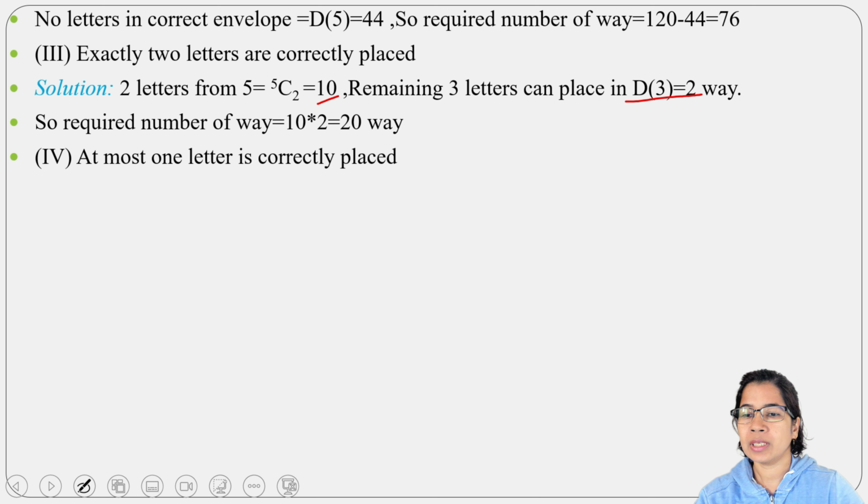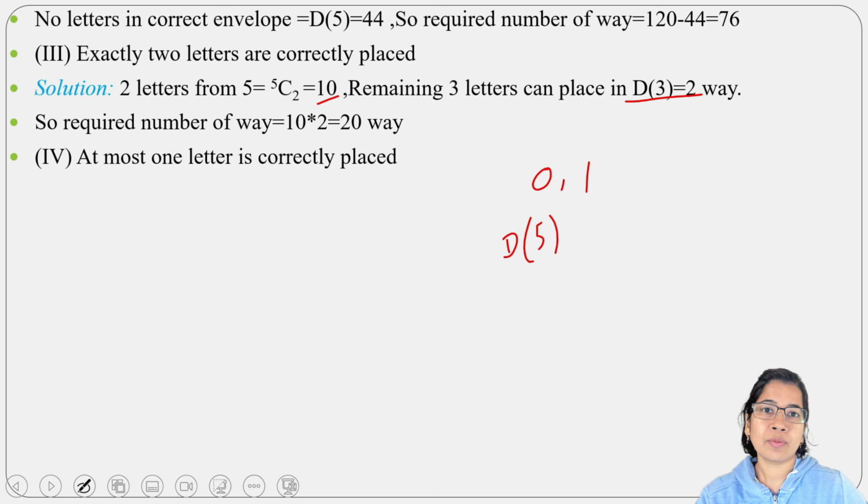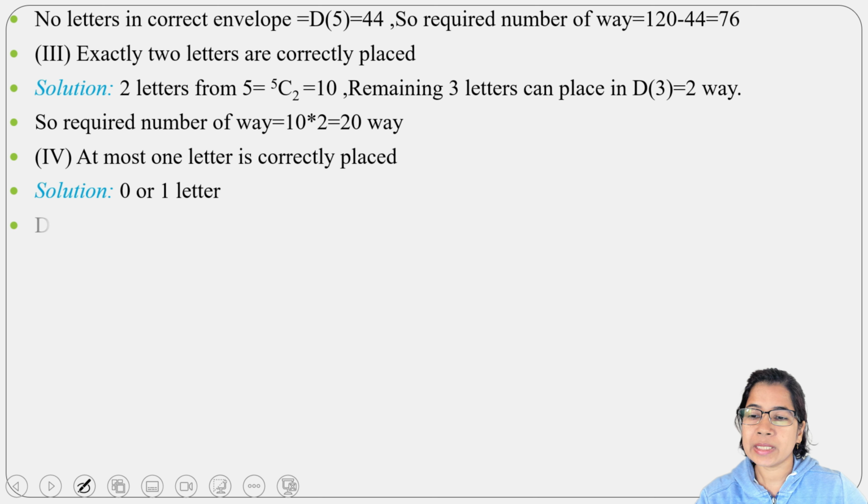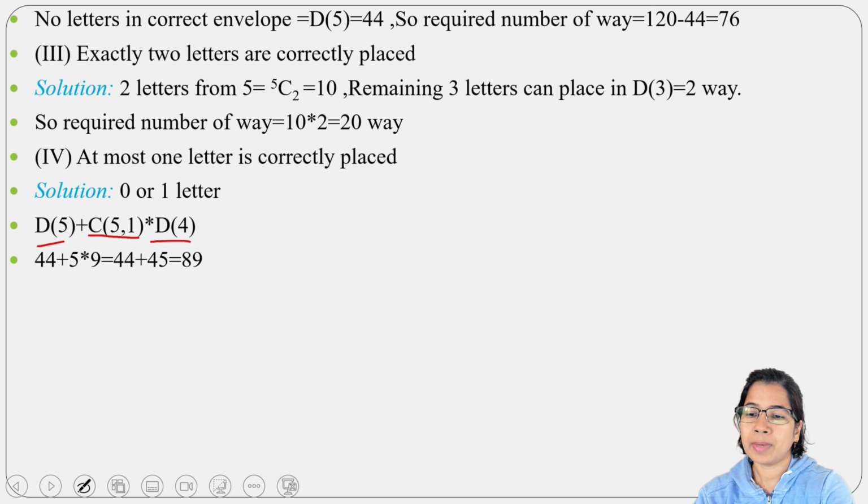Next, fourth question, at most one letter is correctly placed. At most one means it can be either 0 or 1. So 0 means D of 5, and 1 means one letter is correctly placed and the rest 4 letters are wrongly placed. For 0, D of 5. For one letter correctly placed, 5C1, from 5 we are choosing 1, multiplied by D of 4. D of 5 we know is 44, so 44 plus 5 multiplied by 9, it's 89. There are 89 ways that at most one letter is correctly placed.